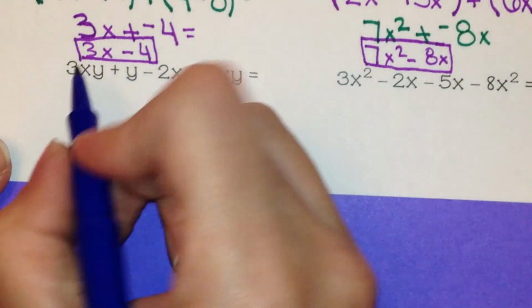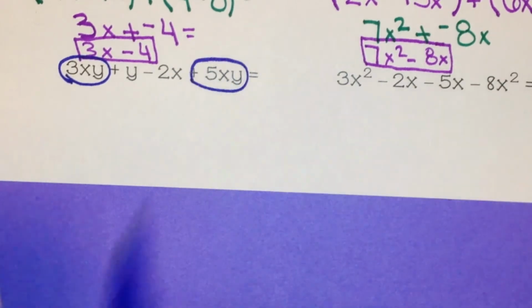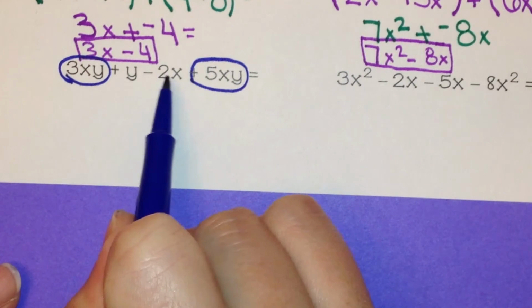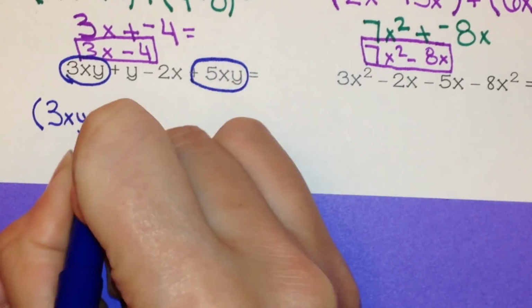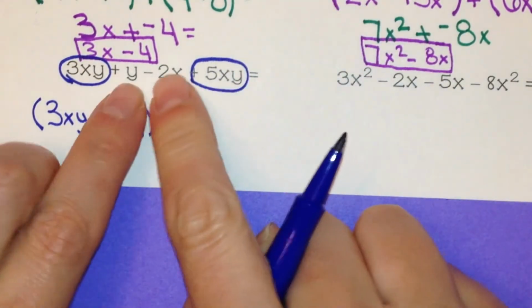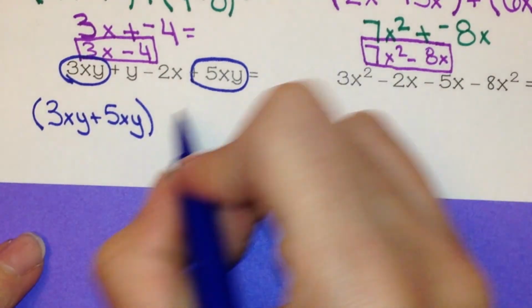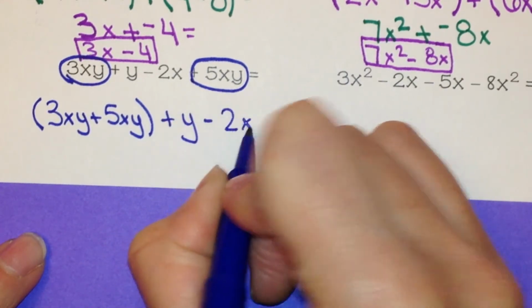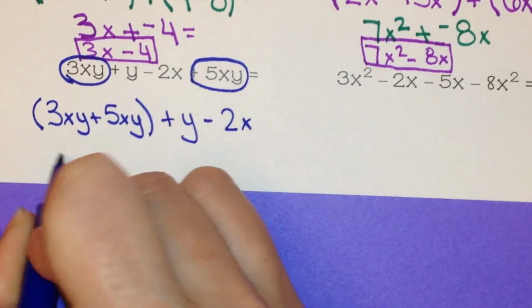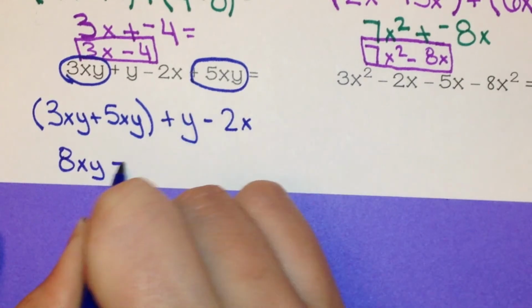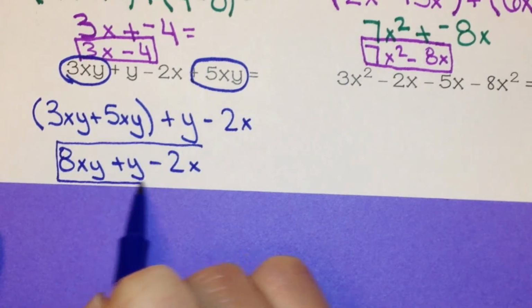We have 3xy. We have a plus 5xy. Doesn't look like either are like terms, so the only ones we can combine are 3xy plus 5xy. I'm just going to bring the rest down because we have a y and a minus 2x. They're not like terms with anything, so they can't be combined. All right, 3xy plus 5xy. Remember, just combine the coefficients. 3 plus 5 is 8. 8xy plus y minus 2x. And that is the final answer.